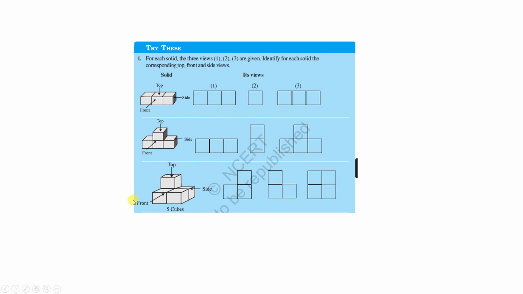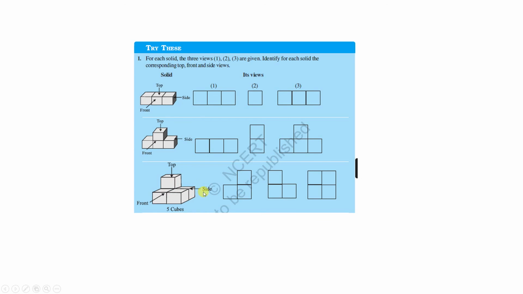Now for the front view, from the front when we see this solid, we see these 1 and 2 squares. Here on the left hand side square, on top of it we will see another square. So in total we see 1, 2 and 3 squares, where on the left hand side there are 2 squares. So this second view is nothing but the front view for the solid. Here we can see that there are 2 squares, and on the left hand side square there is another square on top.